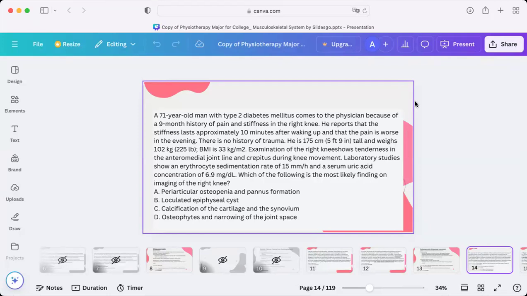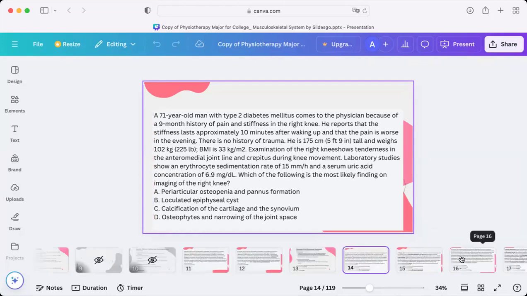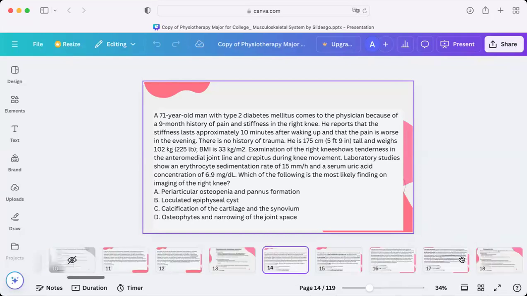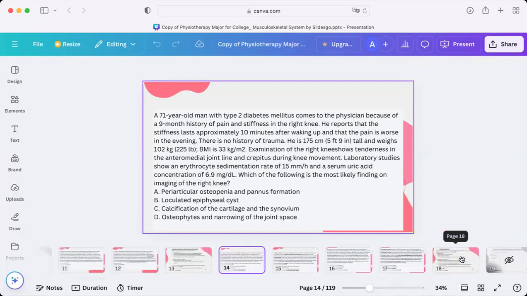Which of the following is the most likely finding in the right knee? Are we going to see periarticular osteopenia and pannus formation, loculated epiphyseal cyst, calcification of the cartilage and synovium, or osteophytes and narrowing of the joint space? What's your answer, guys?